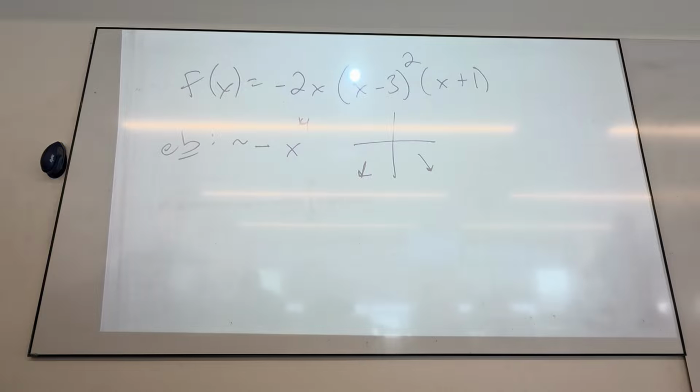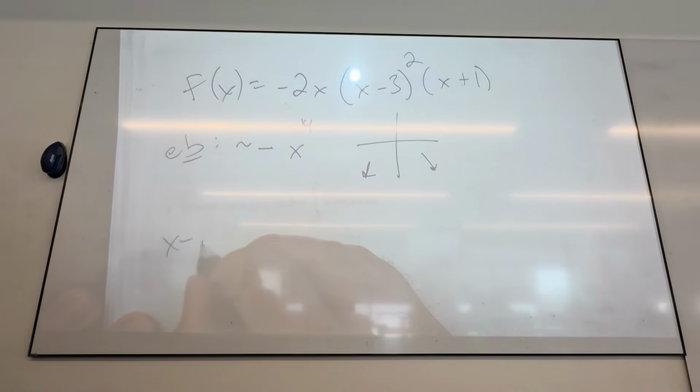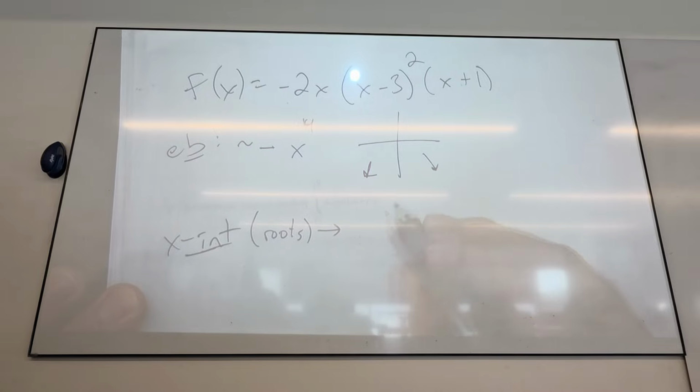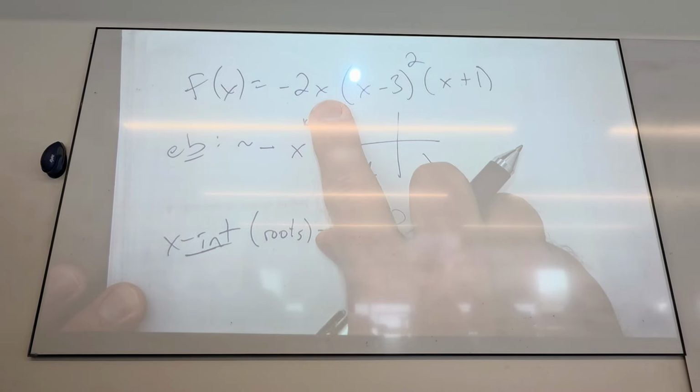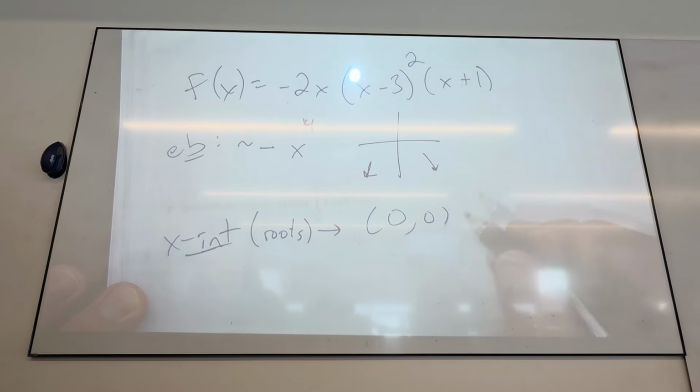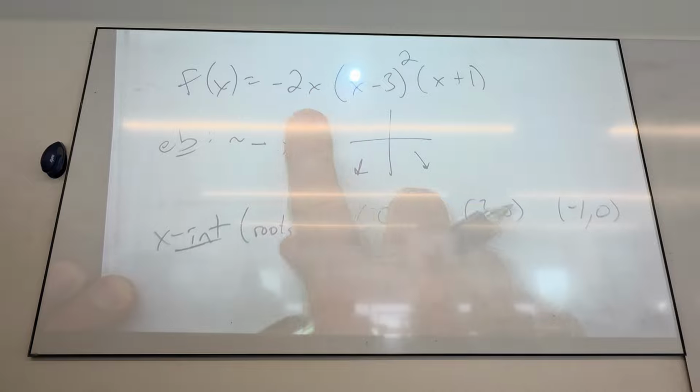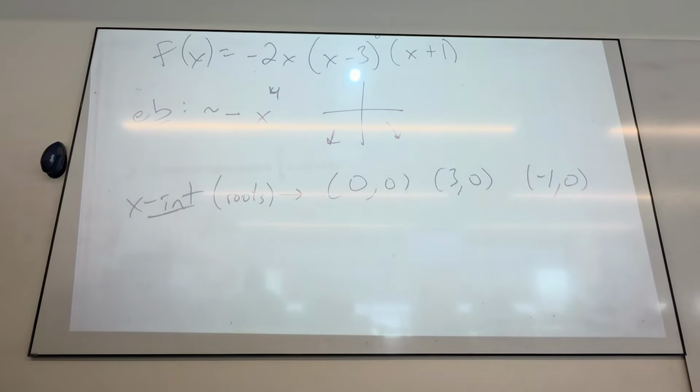Now, that's what we've been talking about. Can anyone just tell me the x-intercepts? 0, 0. Good. So the x-intercepts. I could also call these roots, which is what I normally call them. 0, 0 from this one, yes. What else? 3, 0. What else? Negative 1, 0. If it's factored, yay.